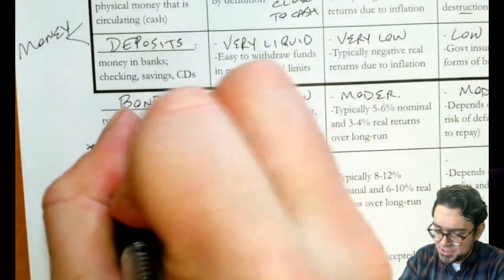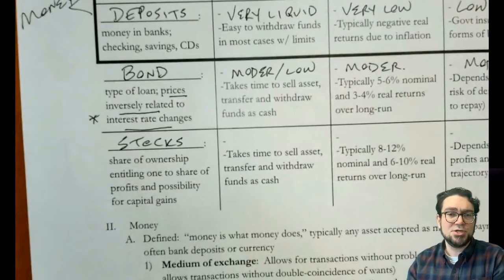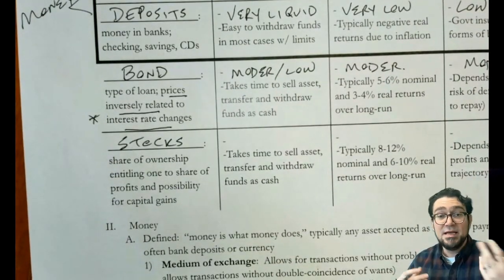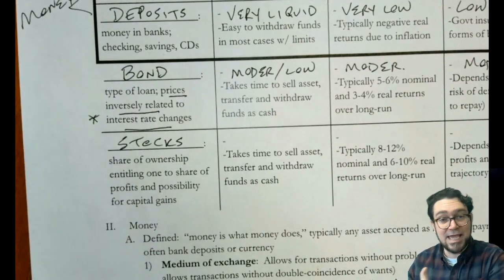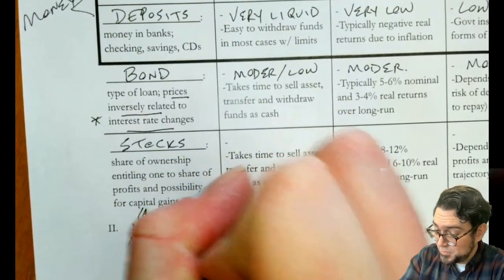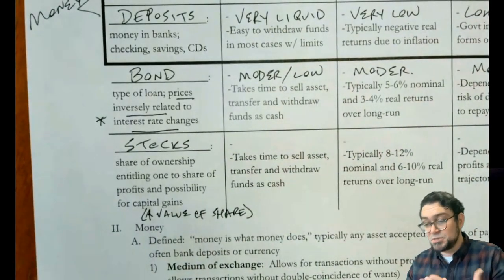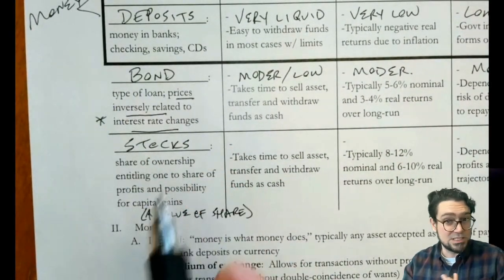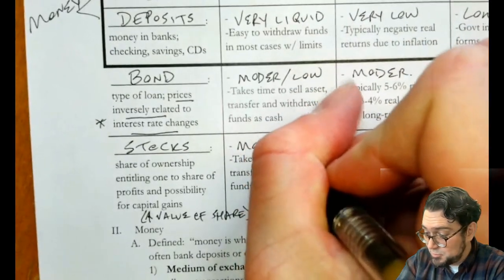The last type of financial asset that we're going to look at are called stocks. Stocks are a share of ownership, entitling you to a share of profit, and often the possibility that the value of the share could go up. We call that a capital gain. This is the increased value of your share. And so for stocks, we would call them also a financial asset, but they are not money, just like bonds are not money. Generally, we'd say that they are moderate to low liquidity.